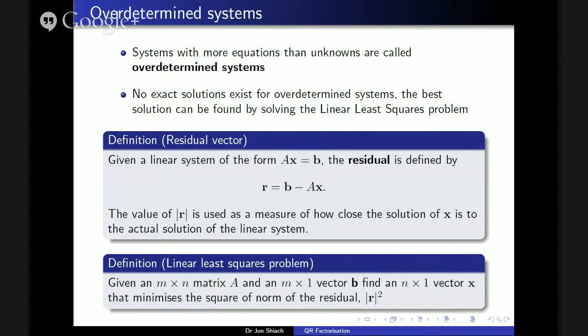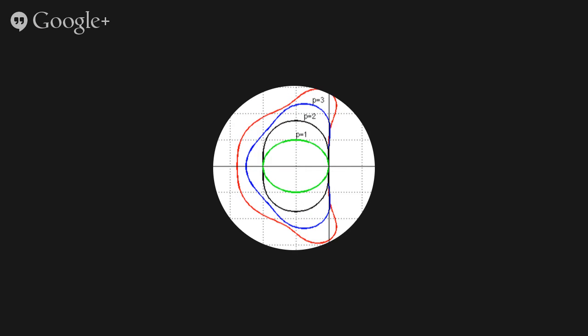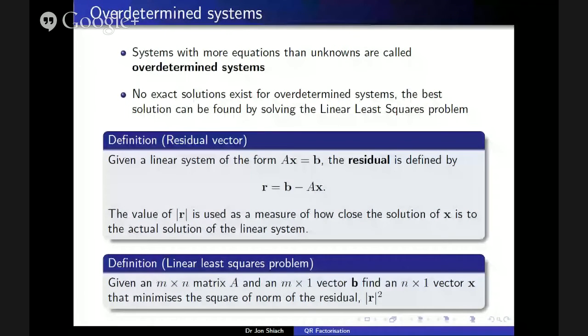Okay, well, a linear least squares problem is used for overdetermined systems, where you haven't got an exact solution, but we want to get the best solution, the one which most closely satisfies the system of equations. Don't think of the residual as an actual error. It's just a measure of how close you are. So it's not an error. That's the best way I can think of to describe it.